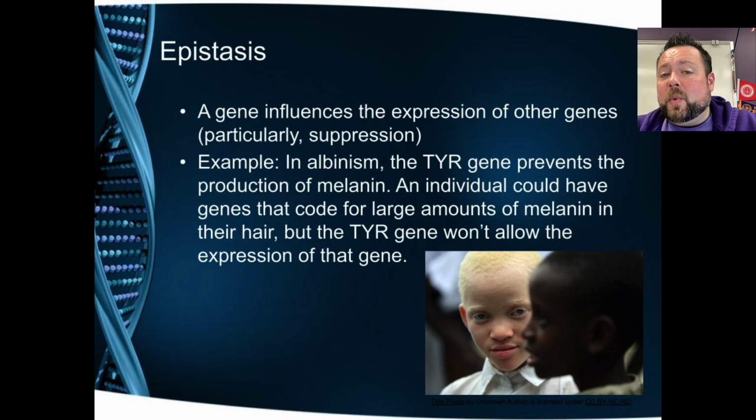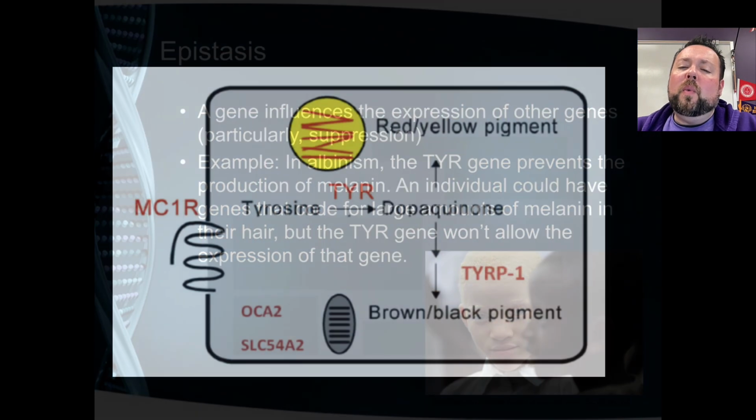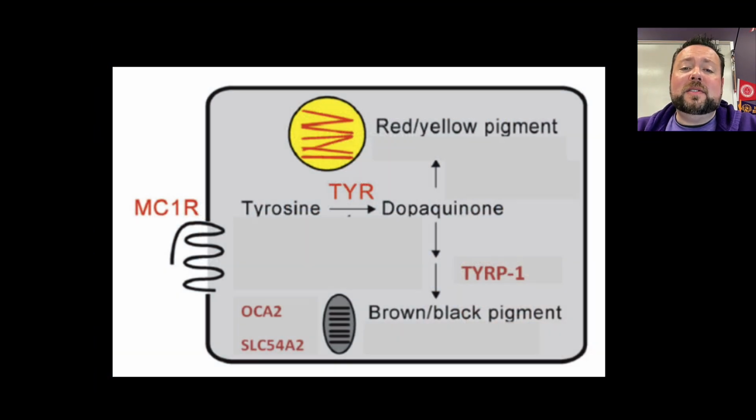Epistasis is another example where genes can interact. In this case, one gene can influence or prevent the expression of another gene. When discussing protein synthesis, our class used the mutation of the MC1R, TYR, and OCA genes to cause albinism. Individuals with albinism still have genes to produce skin, hair, and eye color, but the TYR gene prevents the production of melanin. So even if their DNA says that they should have black hair, lots of melanin, their hair will be blonde due to the lack of melanin.